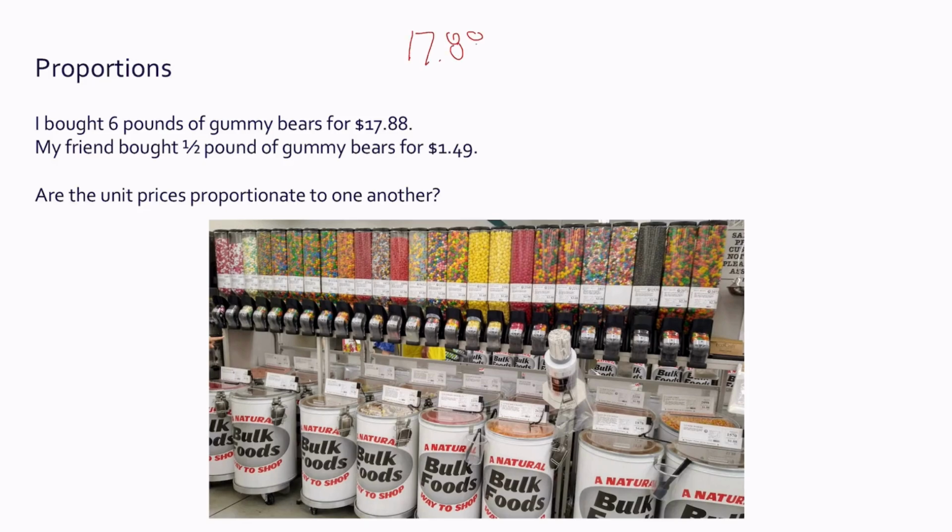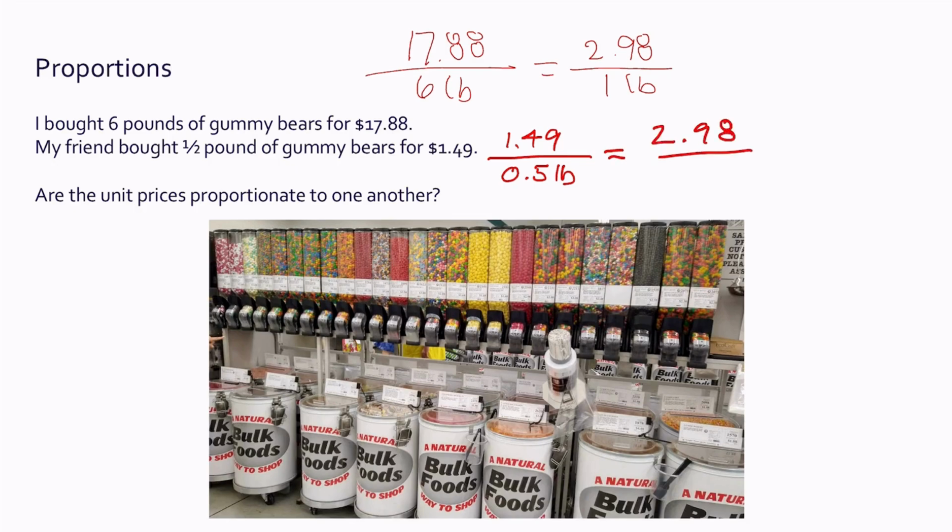All right, so if I have $17.88 for 6 pounds, I'm going to take $17.88 divided by 6. And I have $2.98 per 1 pound. And then I have $1.49 for half a pound. And I'm going to rewrite that as 0.5 pounds. So half is the same as 0.5. And if I take 1.49 divided by 0.5, I get $2.98 per pound. So I see these are the same, $2.98 and $2.98. So the unit prices are proportionate. Even though I spent way more money than my friend, we spent the same amount of money per pound.